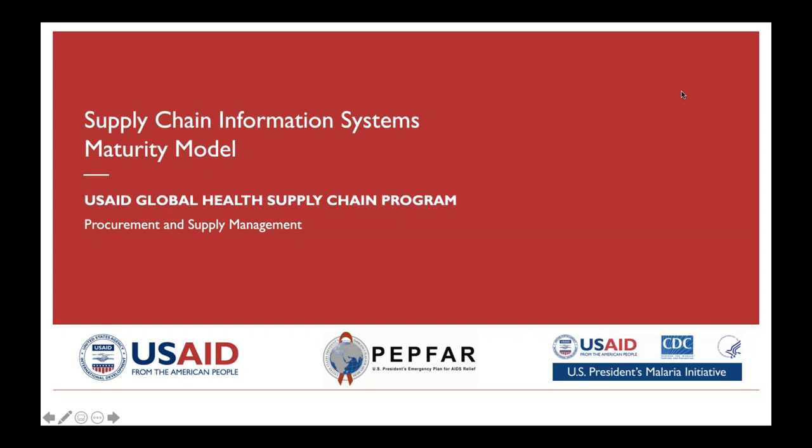But today, we're pleased to have our colleagues from the Global Health Supply Chain Procurement Supply Management Project. They'll be talking about their Supply Chain Information System Maturity Model, or the SCISMM, which is a very long acronym, but I expect it to come tripping off everyone's tongue by the time we're done with this webinar. So this model serves as a rapid assessment tool to meet the needs of countries and technical assistance providers in assessing maturity levels of information systems supporting public health supply chain.